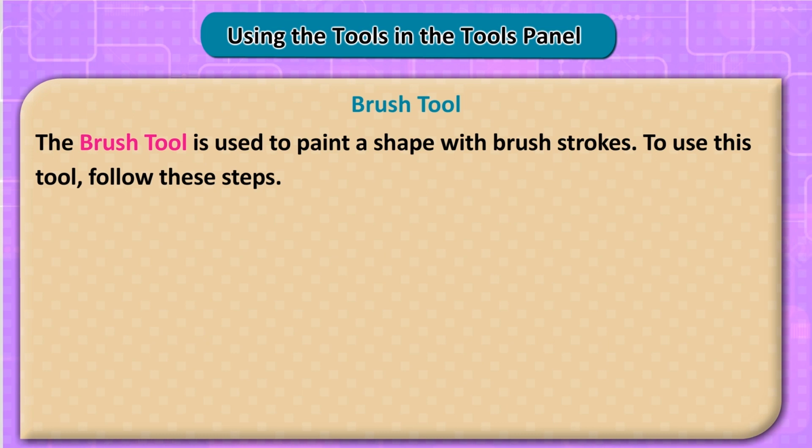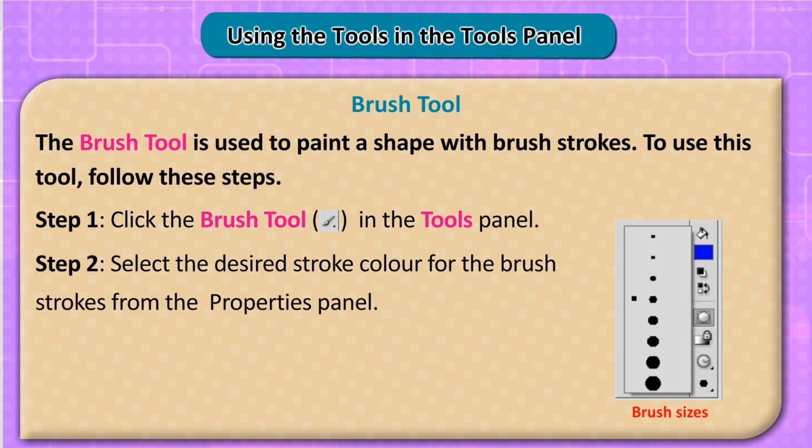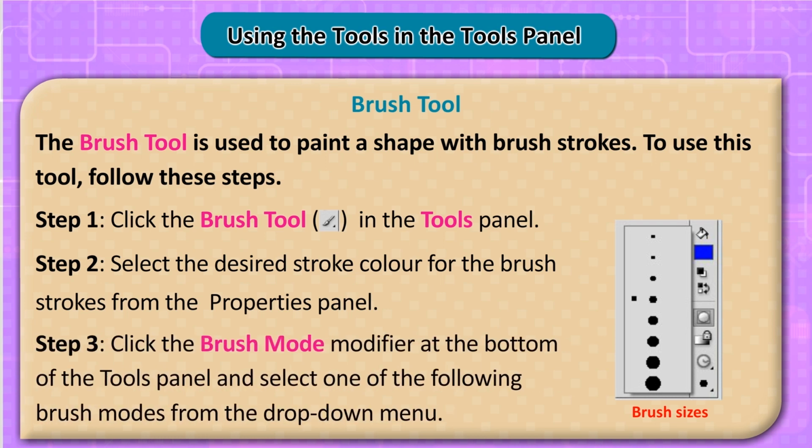Brush tool. The brush tool is used to paint a shape with brush strokes. To use this tool, follow these steps. Step 1. Click the brush tool in the Tools panel. Step 2. Select the desired stroke color for the brush strokes from the Properties panel. Step 3. Click the Brush Mode modifier at the bottom of the Tools panel and select one of the following brush modes from the drop-down menu.